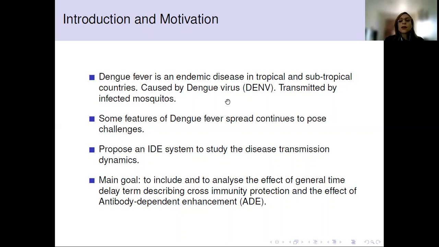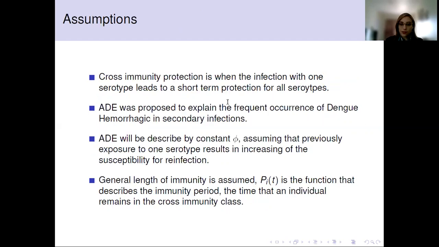Our main goal is to include and analyze the effect of a general time delay that describes the cross-immunity protection between the serotypes, and also to analyze the effect of antibody-dependent enhancement. Both are characteristics of dengue fever.